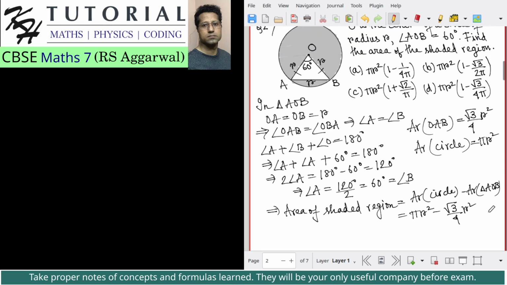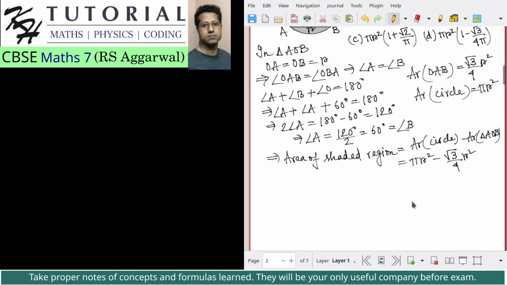In all the options you can see that we have pi r square as a factor. So from here, let's say we take out r square as a common factor. This becomes r square multiplied by pi minus square root of 3 by 4.